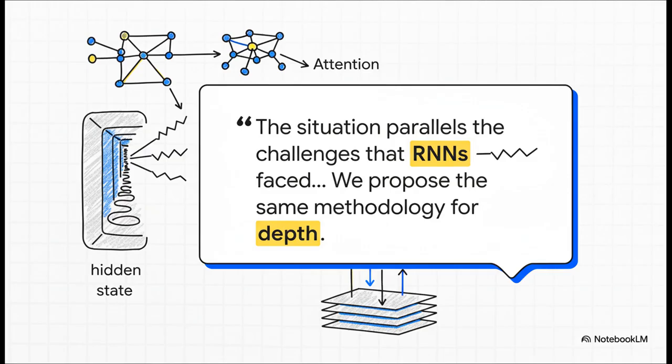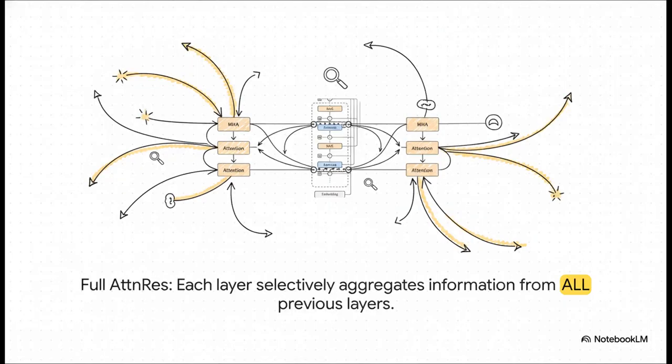And this quote from the paper just nails it. They're basically saying, hey, remember RNNs? Remember how they had that terrible bottleneck where they tried to cram the entire history of a sentence into one little hidden state? Attention blew that wide open by letting the model look back at any token it wanted. The proposal here is to do the exact same thing, but for the depth of the network. It's a fantastic parallel.